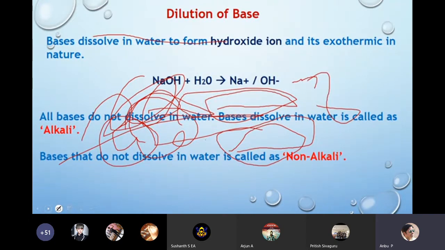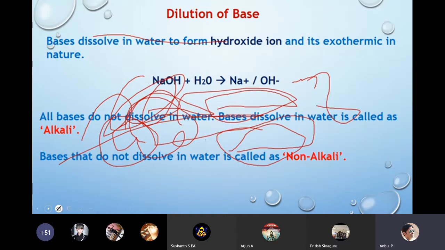But all bases do not dissolve in water. All acids dissolve in water, but all bases do not dissolve in water. A base that dissolves in water is called an alkali. I think we discussed this in the first class also. So understand that a base that has the ability to dissolve in water is called an alkali. The bases that do not dissolve in water are called non-alkali. So that is the dilution of base. Very simple physical properties.